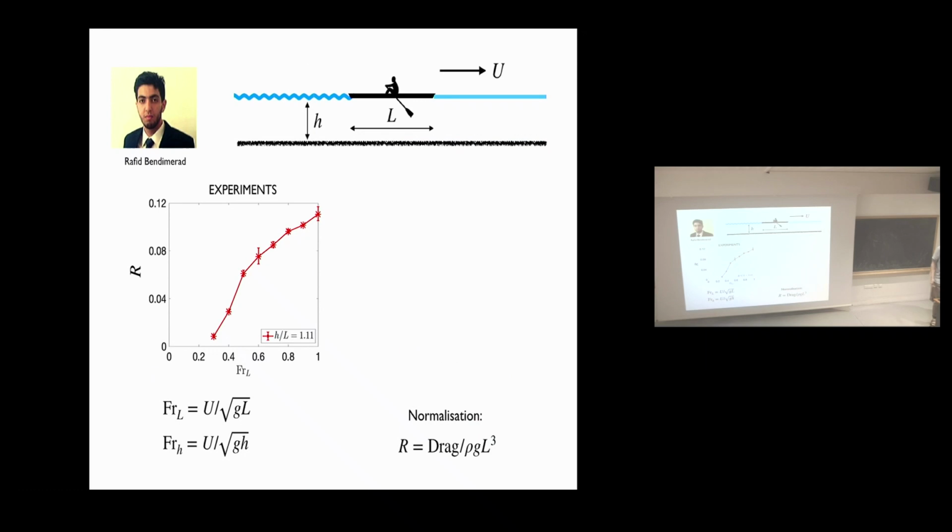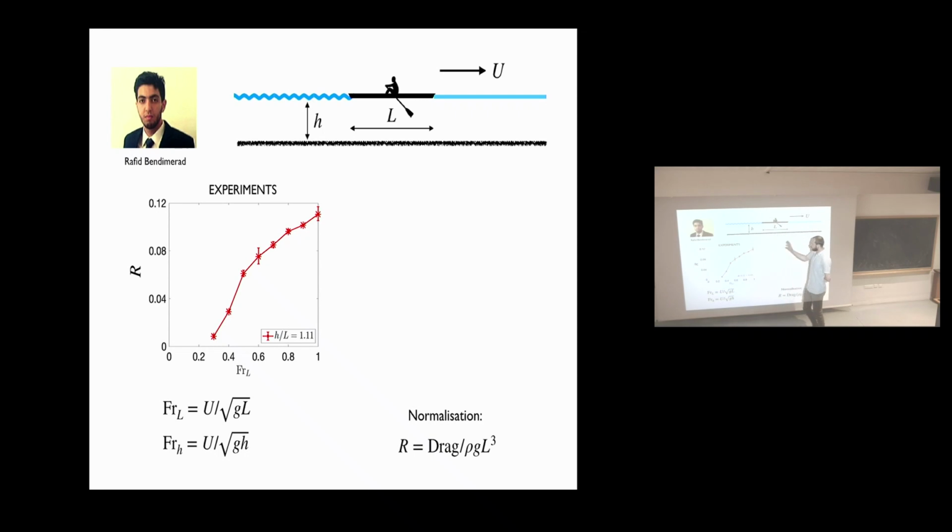This is work that was done by an old master's student I was supervising called Rafid Bendimarad, who was doing a PhD at Cornell. He might have finished now, I'm not sure. Rafid did these experiments in the same tow tank in Paris, but he changed the depth of the water. So, pulling the boats through the water, but now decreasing the water level. You introduce a new parameter, h, which is the depth of the water.